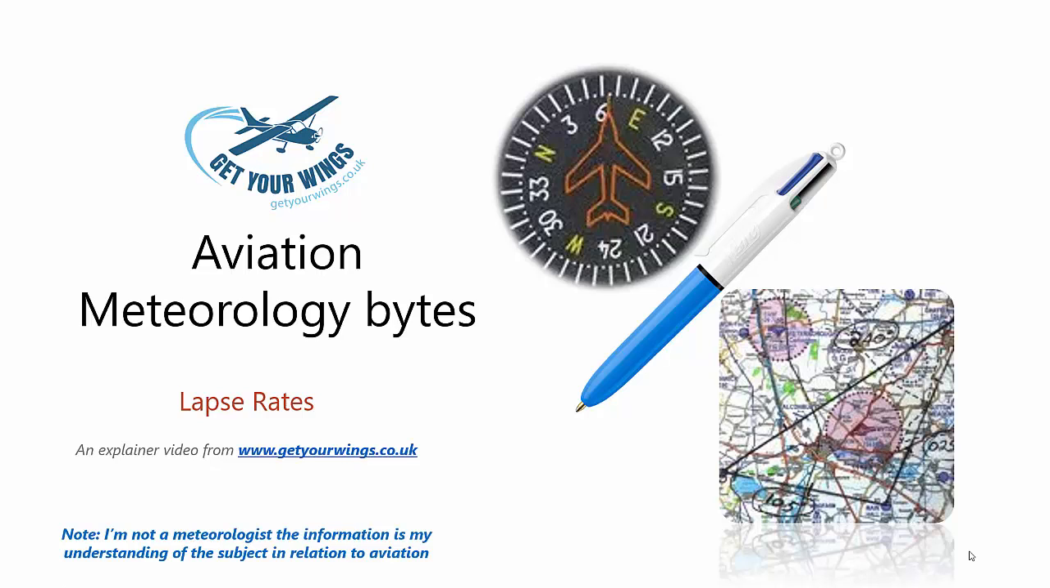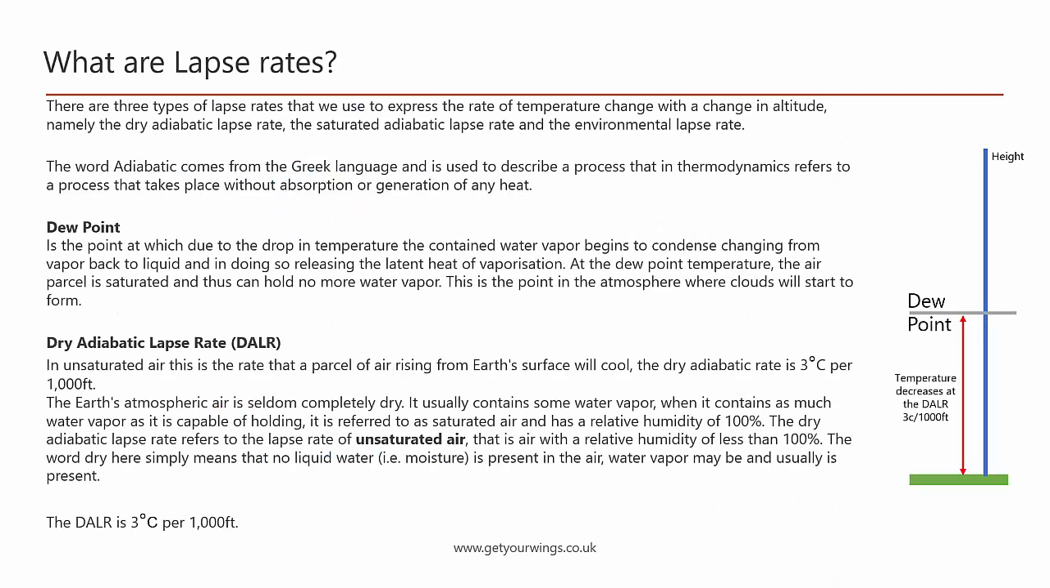Welcome to Get Your Wings, Aviation Meteorology Bites: Lapse Rates. There are three kinds of lapse rates that we will be looking at. The first is the dry adiabatic lapse rate, followed by the saturated adiabatic lapse rate, and lastly the environmental lapse rate. Before we do, we will renew our understanding of dew point.